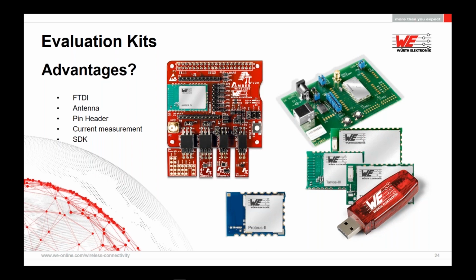Right, the advantage here, obviously, with all these development boards is that you'd have access via pin header to do certain tests and measurements, amongst other also current measurement and power measurement. And you have the option of our software development kit. Have a look in there. The programmers will love to play with this.